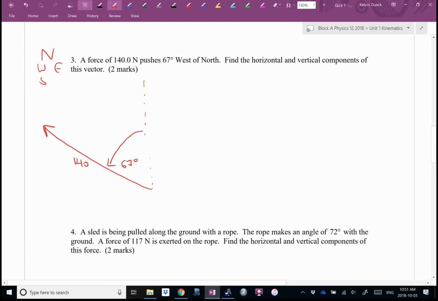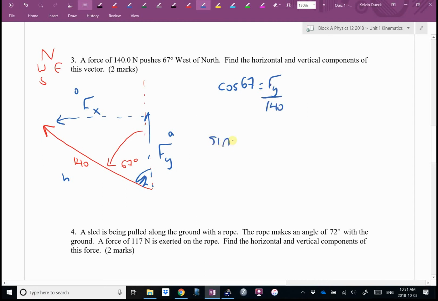I'm going to reluctantly draw my components, this time doing the vertical first, and then the horizontal. So here's Fy, here's Fx. Here's my theta. Opposite, hypotenuse, adjacent. I think cosine of 67 equals the vertical over 140. I think sine of 67 is the horizontal.